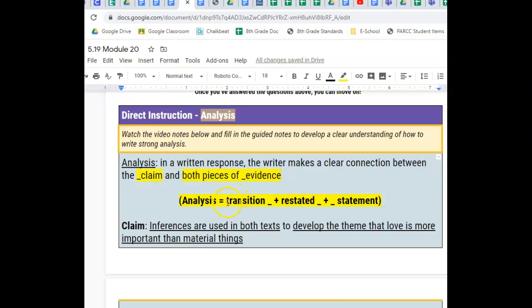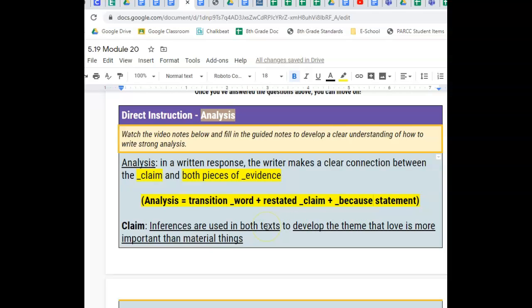Right? And so in simple math terms, if this was a math equation, analysis would equal a transition word plus a restated claim plus a because statement. So please make sure you type in these notes here, just as I have done. Your because statement requires you to use that word because or something similar. And we're going to talk in a second what that looks like and what comes after the word because.